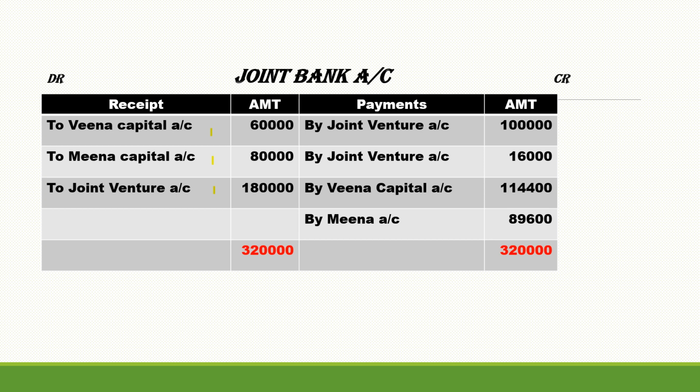So cash comes in. Debit what comes in? It's a receipt. Credit side by joint venture account indicates purchase by cash. So purchase by cash comes in credit side. By joint venture account, it is called expense. The 4 expenses paid by the firm, so cash is going out. By Veena capital, by Meena capital is a final settlement being done. So final settlement to Veena and Meena comes in credit side. So thereby joint bank account tallies with an amount of 3,20,000.